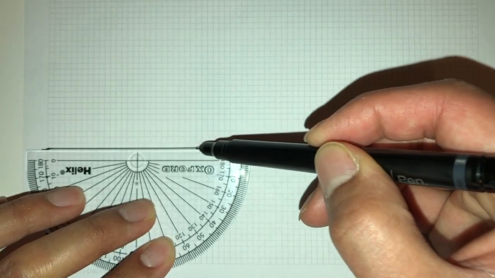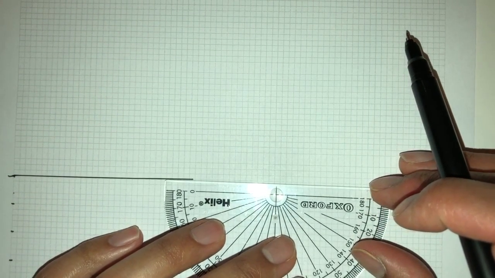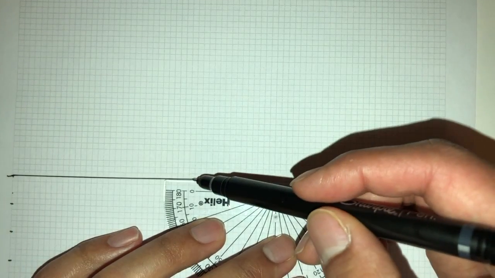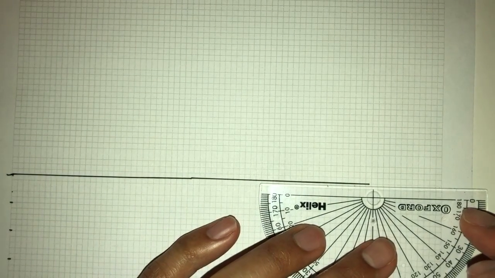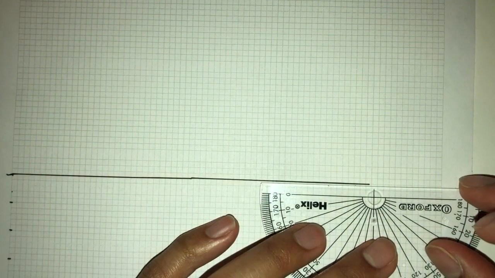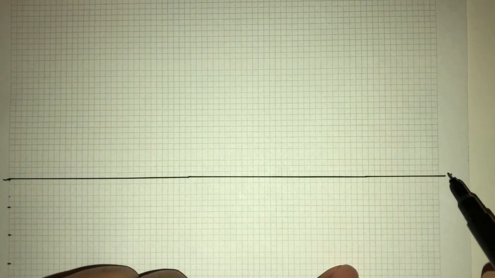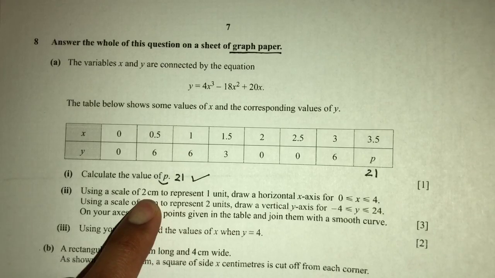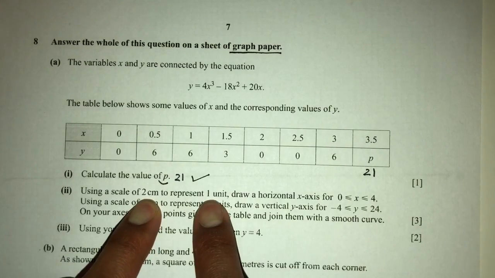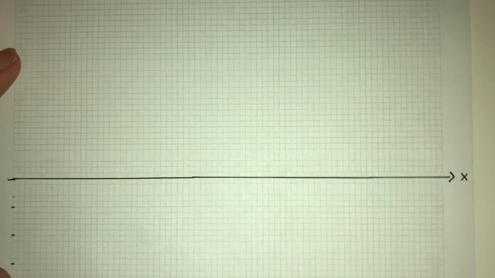Let me first draw the line before I label my axis. As you can see, it's pretty hard to draw with this ruler. So this is my x-axis. Now it tells me that my x-axis has to be 2 centimeters to represent 1 unit on the x-axis. So let me first make the marks that I need.